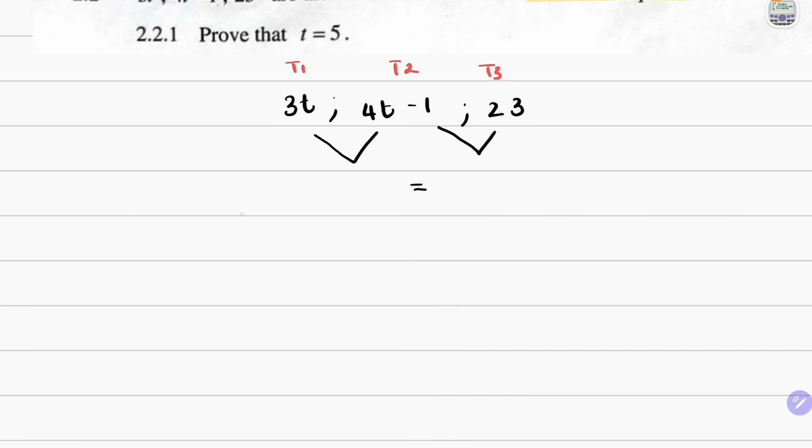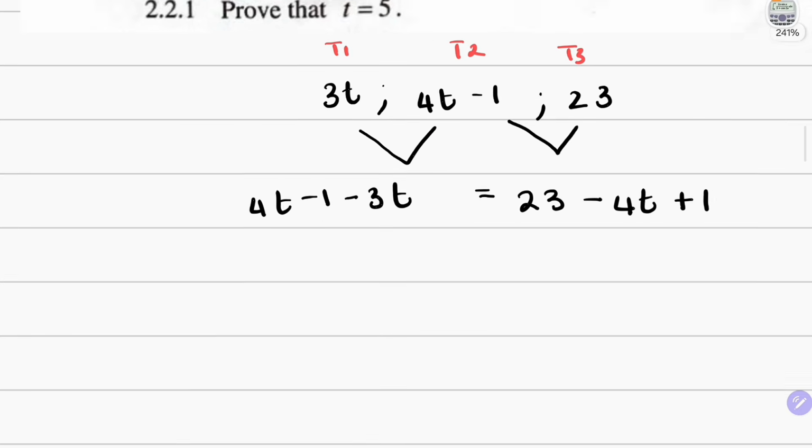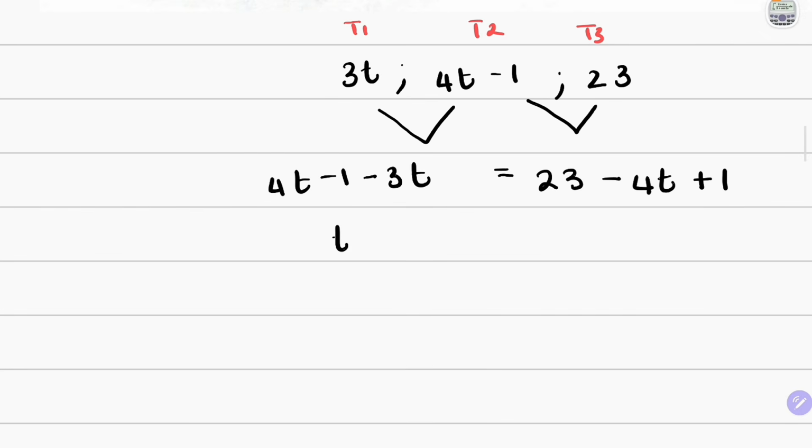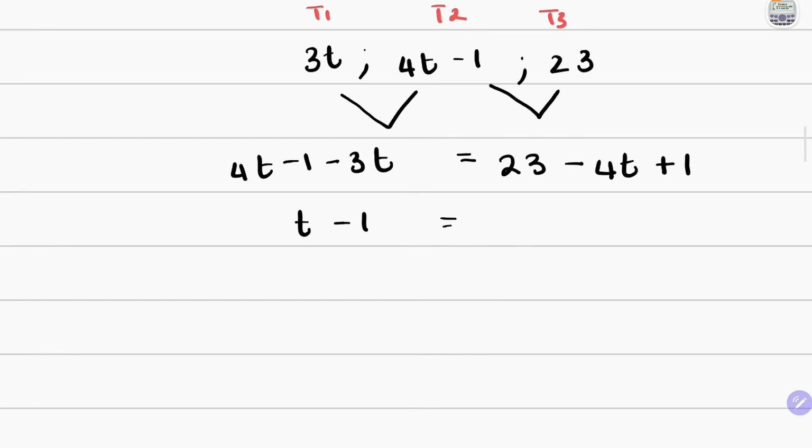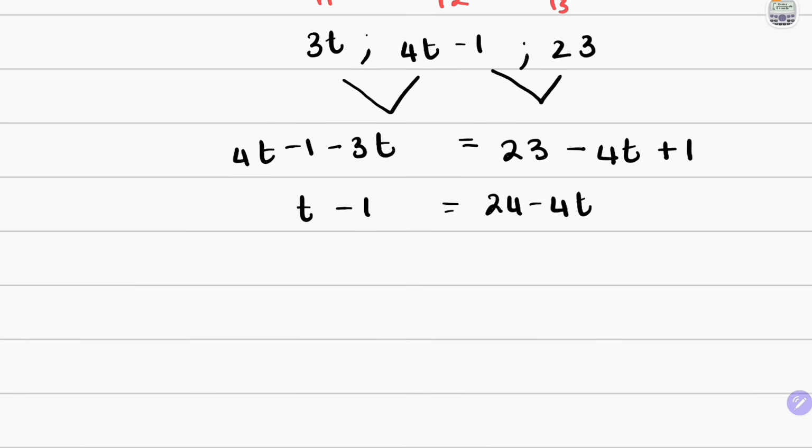So we'll say 4t minus 1 minus 3t, and this is equal to whatever 23 minus (4t minus 1) gives us. So we're subtracting by two terms, so say minus the 4t and then minus the negative 1, which will become plus 1. And so 4t minus 3t is t, so this t minus 1 is equal to, and we have here 23 plus 1 is 24, so it's 24 minus 4t.